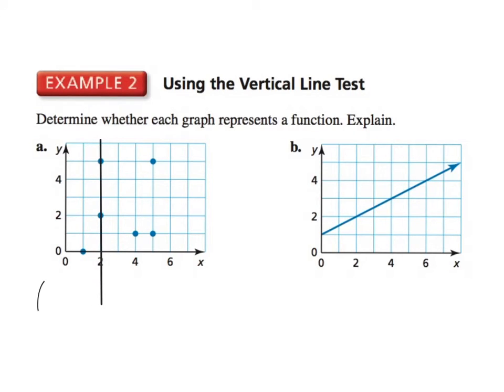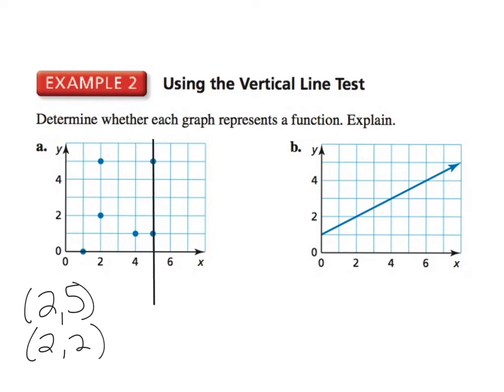Instantly, we see the point (2, 5) and the point (2, 2). Notice this. How many outputs does 2 have? 2 has 2 outputs. In addition, we can see that 5 also has 2 outputs. It crosses the vertical line more than once. So A is not a function.